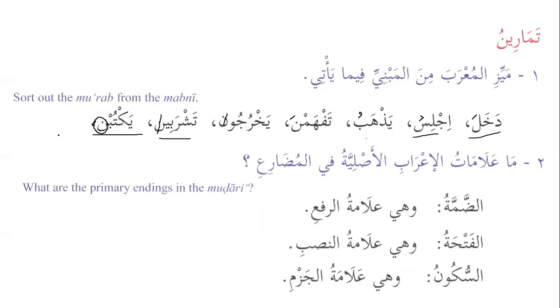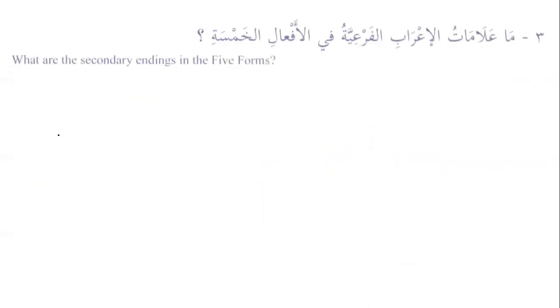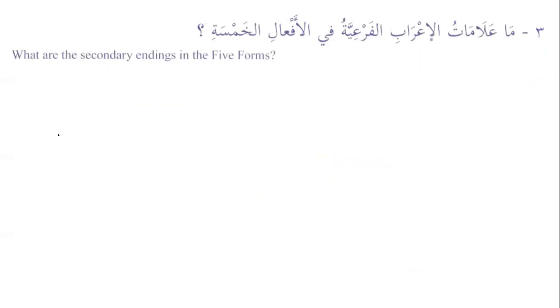Maskun. Yes. ما علامات الإعراب الفرعية في الأفعال الخمسة? What are the secondary endings? Yalla, now you should be able to answer me. There is no ani in the verb. Remember please. No ani. Una, ina. Okay.